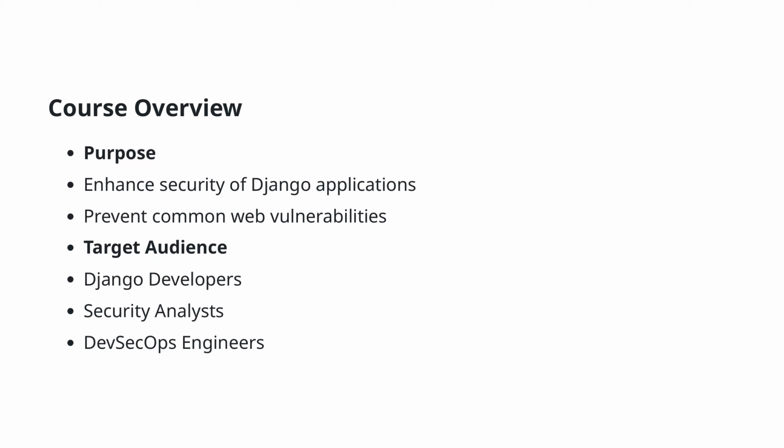In this course, we'll be focusing on enhancing the security of your Django applications. The primary goal is to equip you with the knowledge to prevent common web vulnerabilities, ensuring your projects are robust against potential threats. This course is targeted specifically at Django developers, security analysts, and DevSecOps engineers, providing you with practical skills and best practices tailored to your roles. By the end of this course, you'll have a comprehensive understanding of how to secure your Django applications effectively.